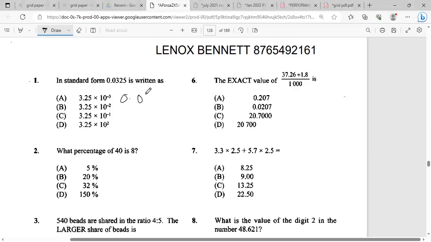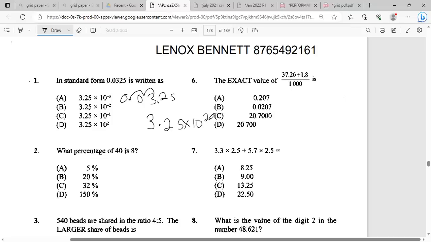So the first one is to write in standard form 0.325. As I always say, guys, with standard form, it has to be between 0 and 10. So we're going to move it to the first natural number. So it's going to be 1, 2. So we'll move 2 places. Now we're going to get 3.25. However, we need to say multiply by 10 to the number of places that we move.